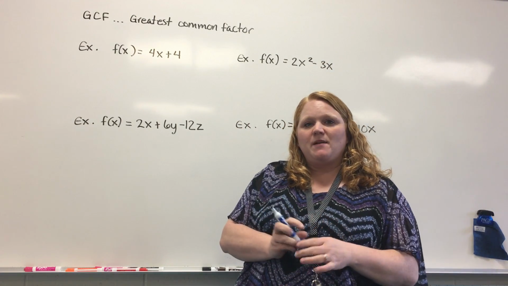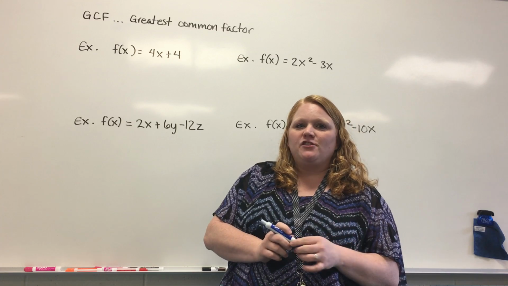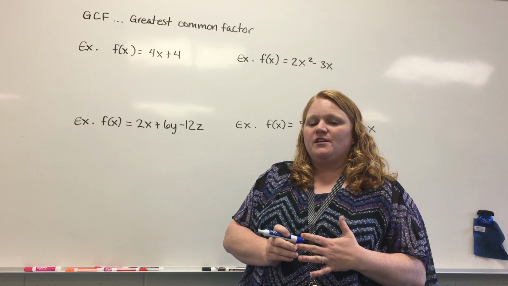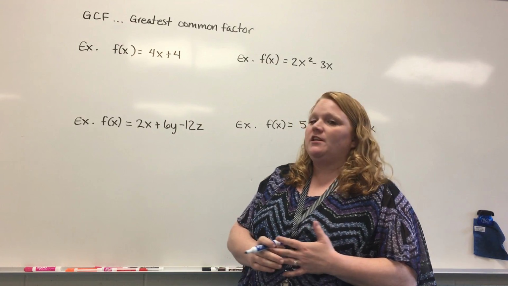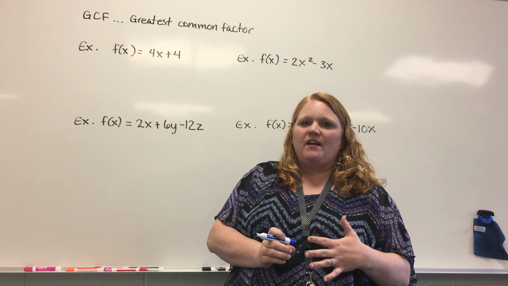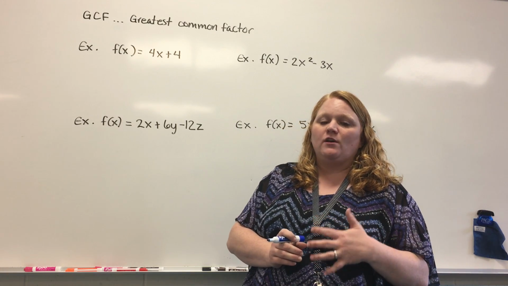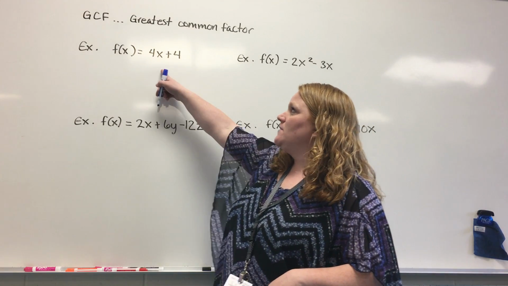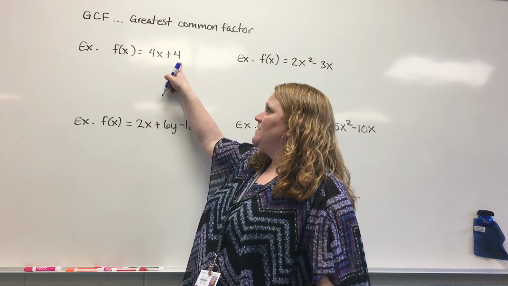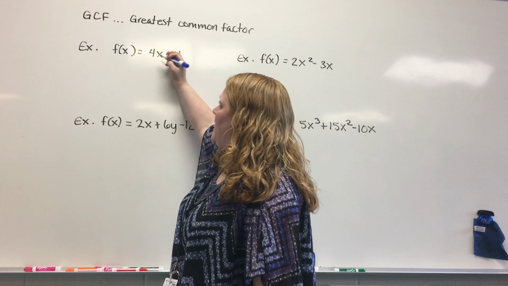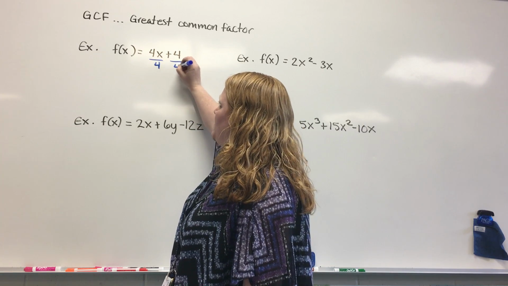Okay, so sometimes we have something called a greatest common factor. A greatest common factor is when you look at a function and there's something that can be divided out of every single term evenly. So like in this first example, both of these terms are divisible by 4. So we would divide out a 4 from both terms.